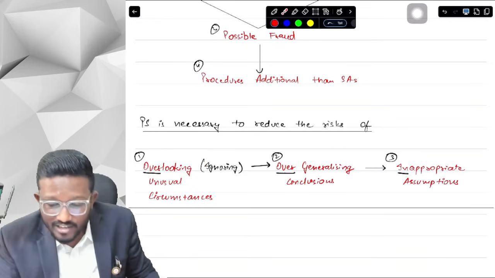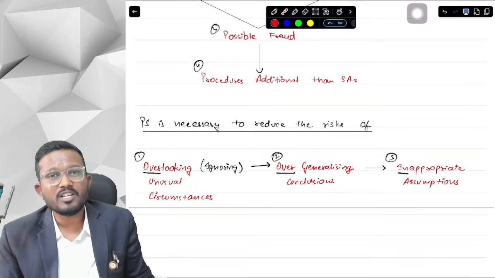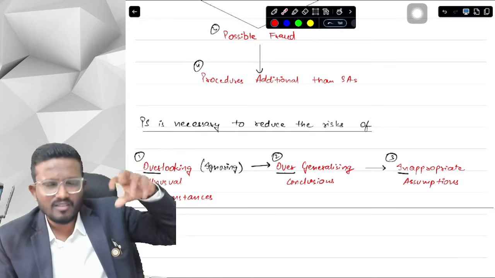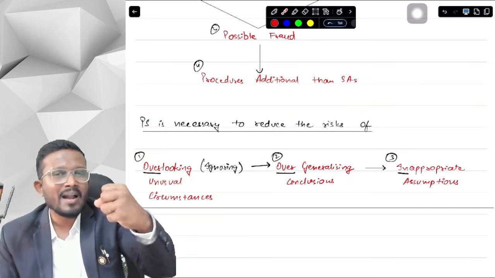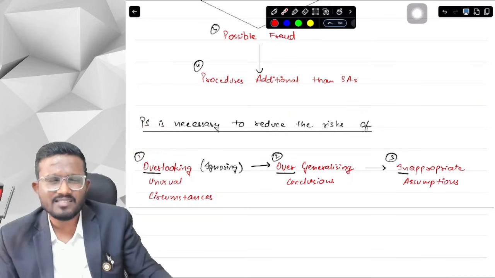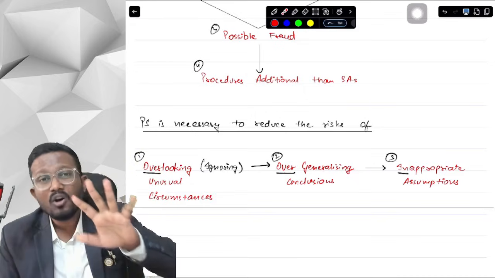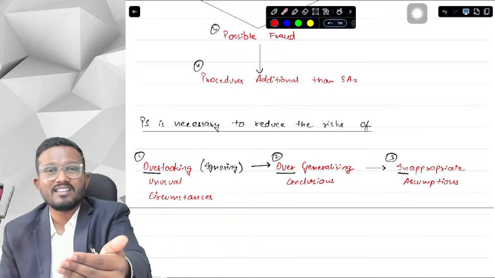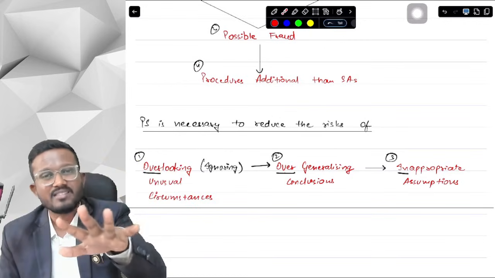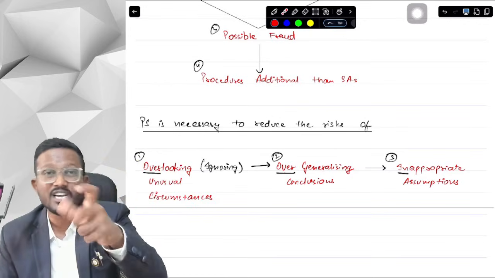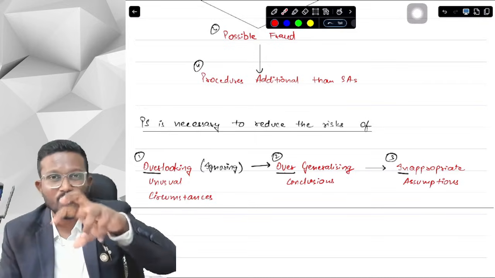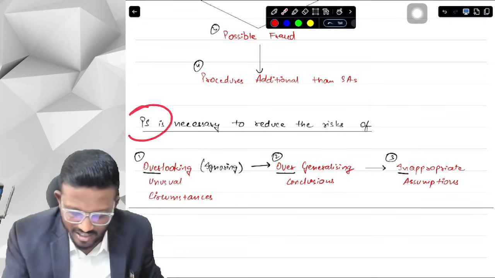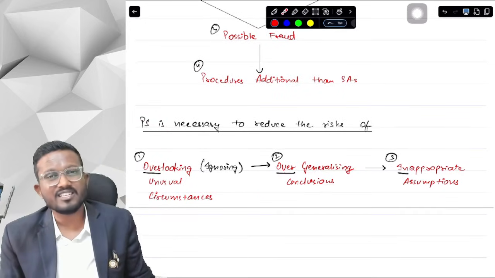Second is over generalizing conclusions. From the past 2 to 3 years when we are auditing, we generally know that the management is always of integrity, and management has said everything with integrity. So we are generalizing this conclusion this year as well, that whatever management is saying is obviously correct, without checking it. We should not do this. If we don't want to do this, then we will have to maintain professional skepticism. So, over generalizing conclusions.